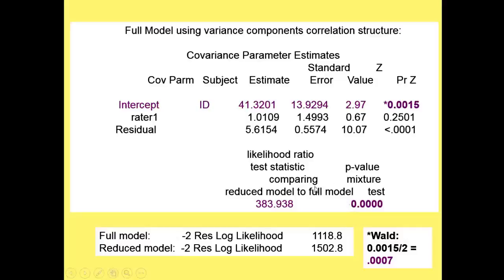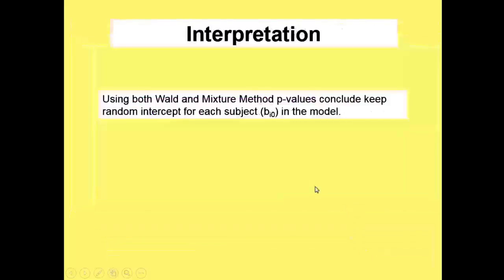Okay. So what do we conclude from all this? Using both the Wald and the mixture method p-values, we conclude to keep the random intercept for each subject in the model. And it looks like based on the mixture test we have to keep the rater in the model. So that's how you use this macro. You don't have to compute it. The macro will compute this thing, but it's not that hard to compute. I showed you how it was computed with an example, but you can get the computer to do it for you.